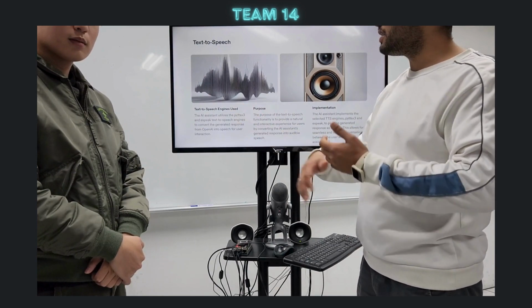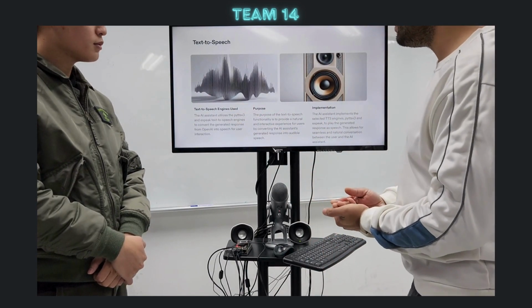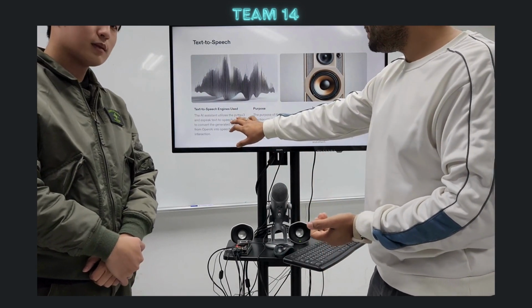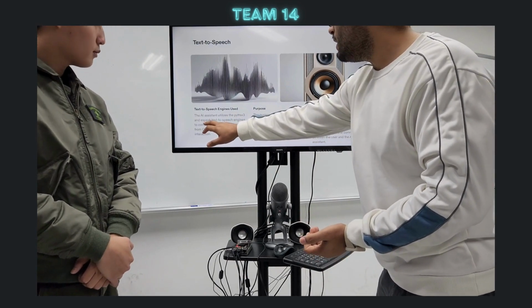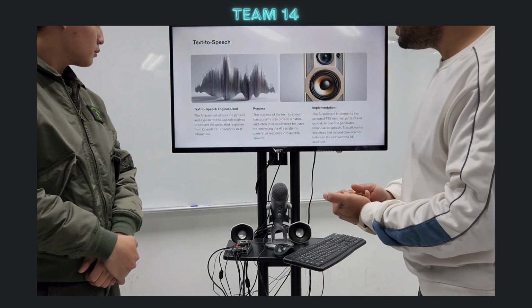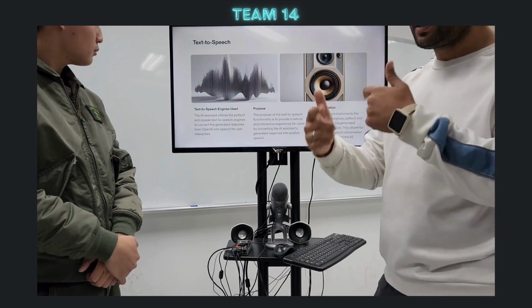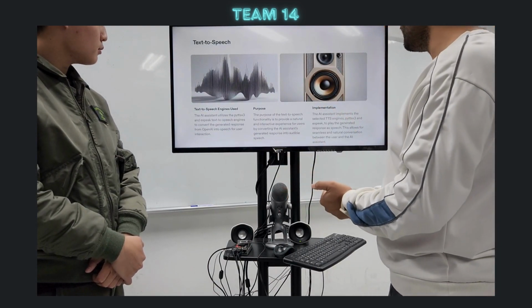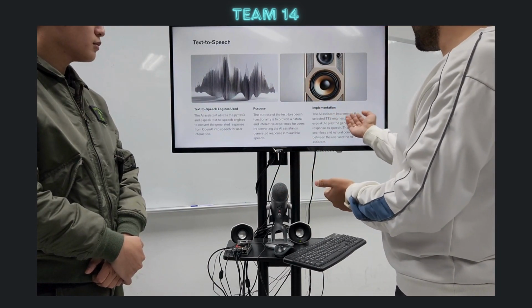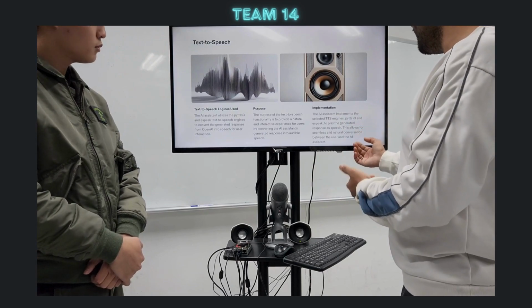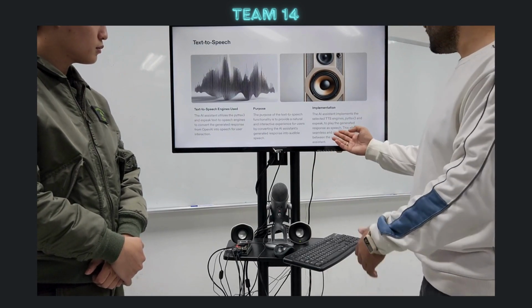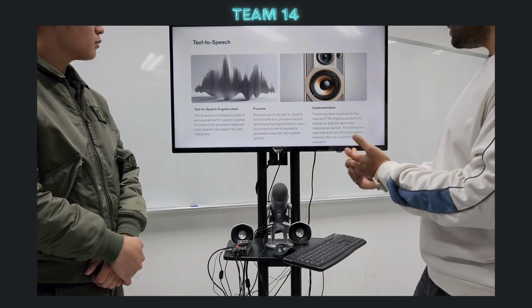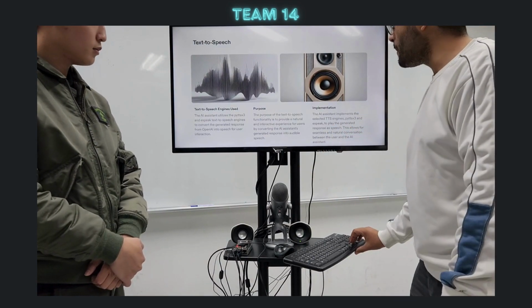So the text-to-speech engine is where we utilize the eSpeak text-to-speech engine. It can convert the text into speech, and we can implement it with the AI assistant. After that, it allows seamless and natural conversation between the user and the AI assistant.